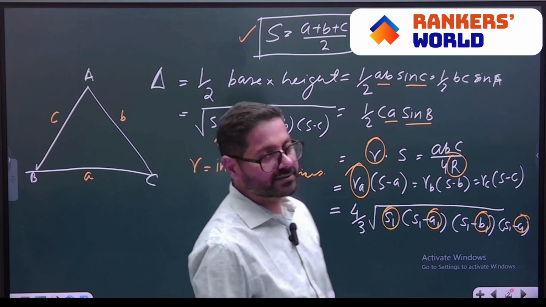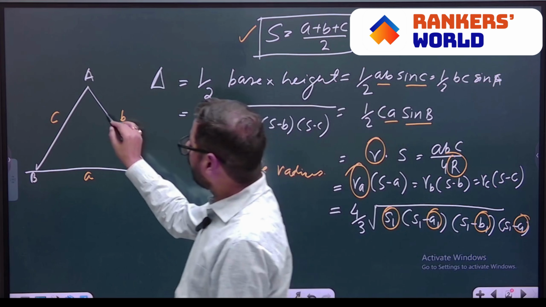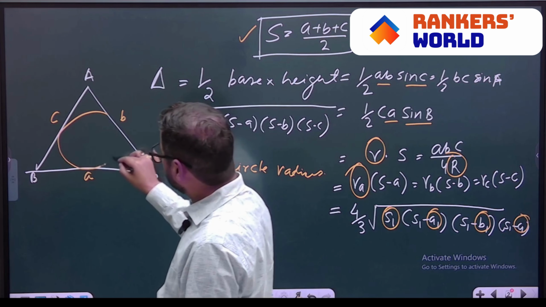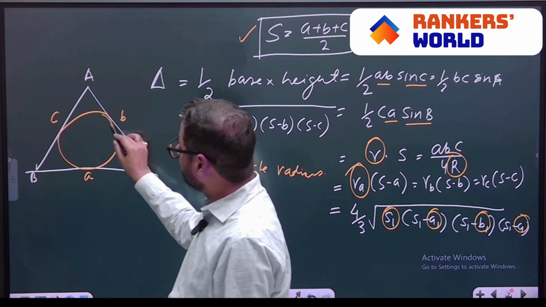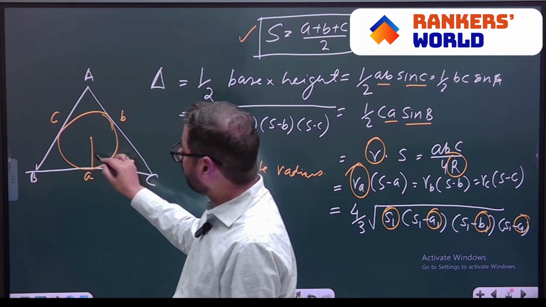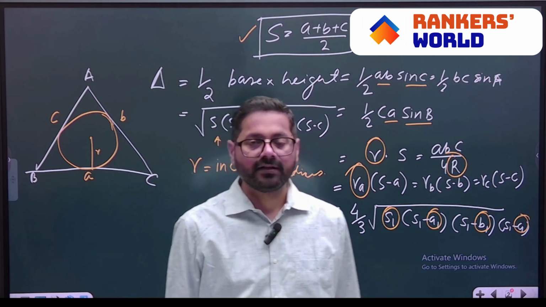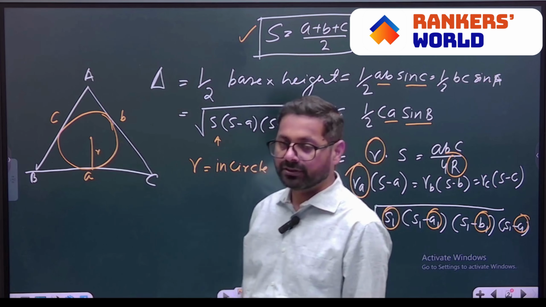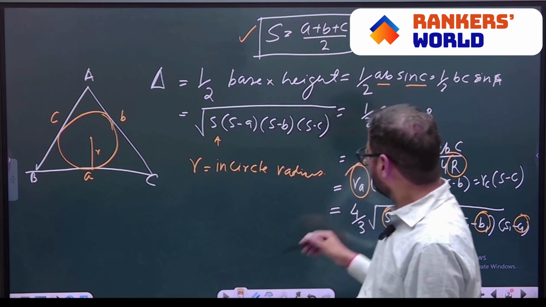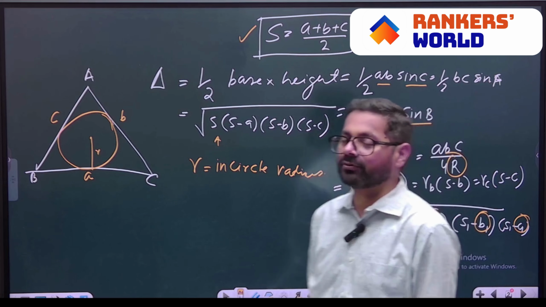In-circle radius. When I draw an in-circle inside the triangle, and I have a radius of it, small r, I can use r into S to find out the area of a triangle.